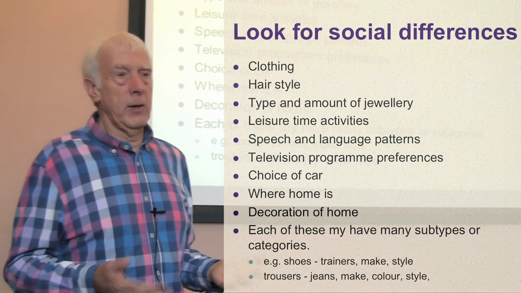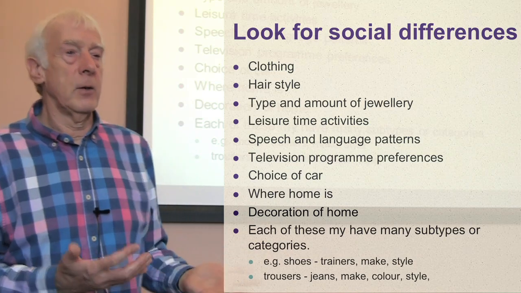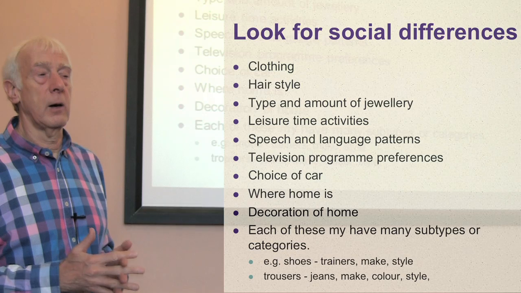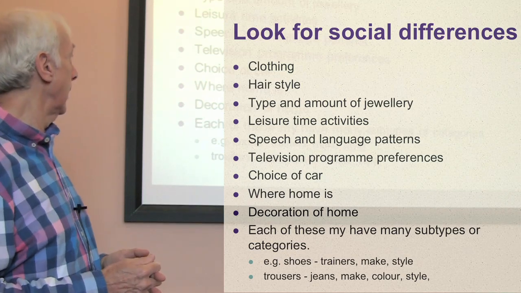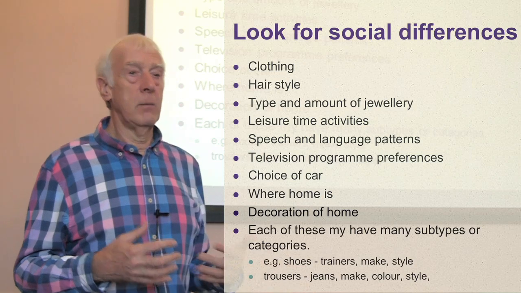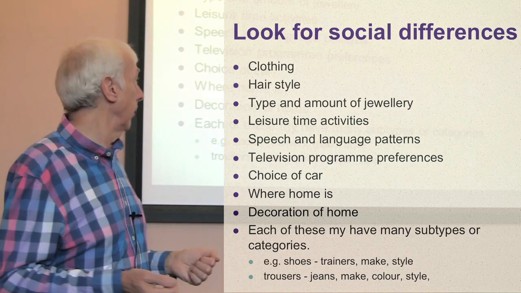Television program preferences, what they're watching on TV, what don't they watch, what computer games do they play or don't play, and things like that. Choice of car, what kind of car, what does it mean to them, where their home is, what their home is like, how they decorate the home, and what the house is like, and so on, what the garden's like.